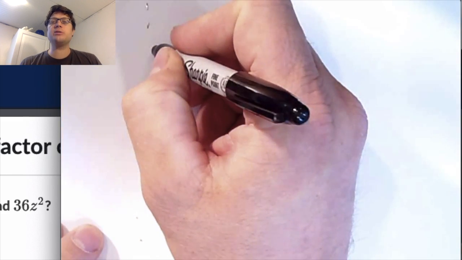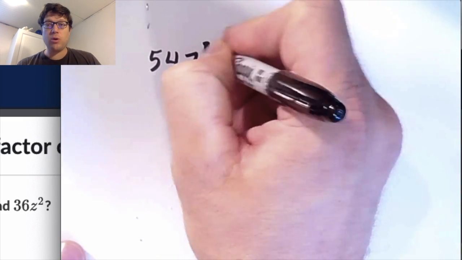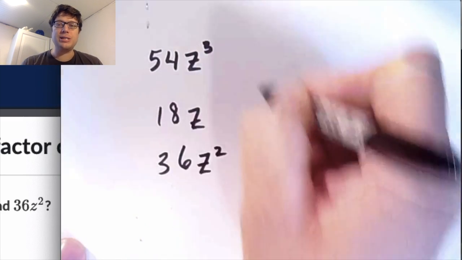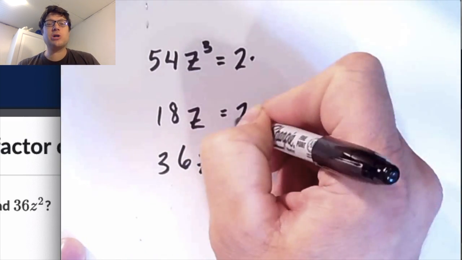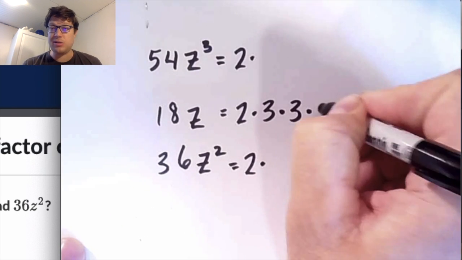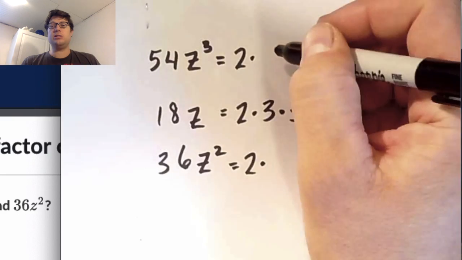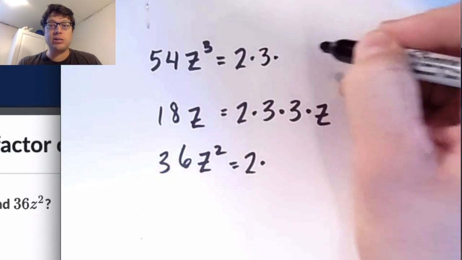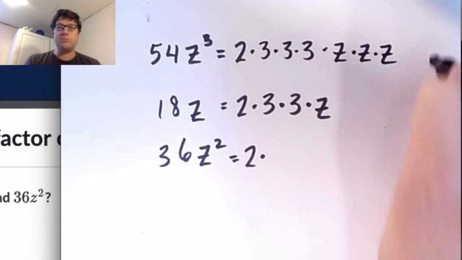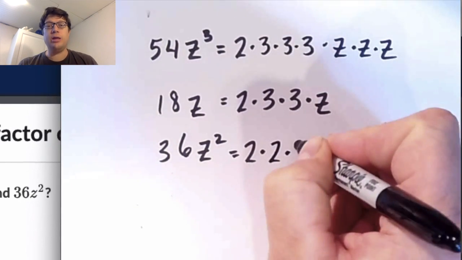Here we have: what is the greatest common factor of 54z to the third and 18z and 36z squared? I'm going to use a process called prime factorization, which really means just divide out. If it's even, divide out by 2. If it continues to be even, continue to divide out by 2. Once it's no longer even, see if you can divide out by 3 as many times as you can, and then move on and move on.